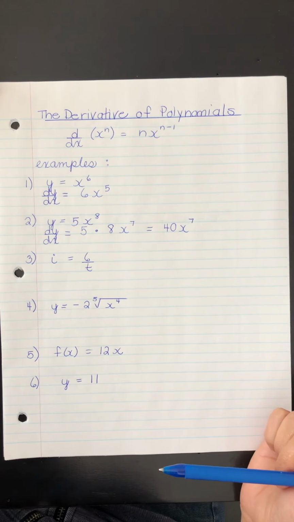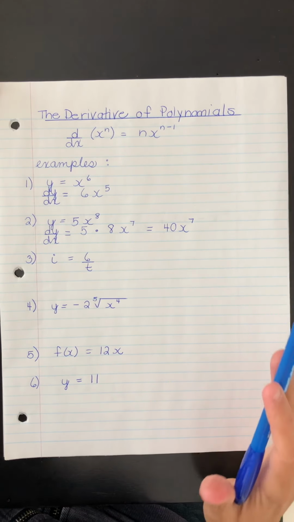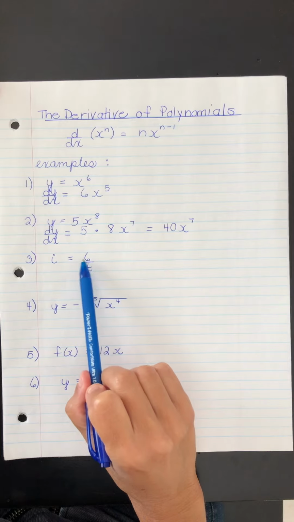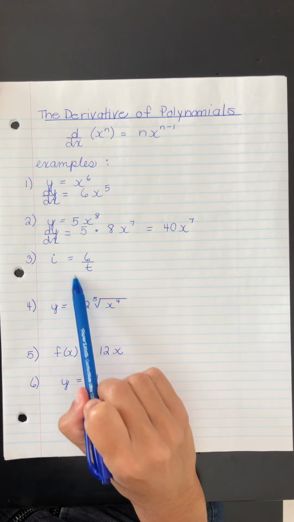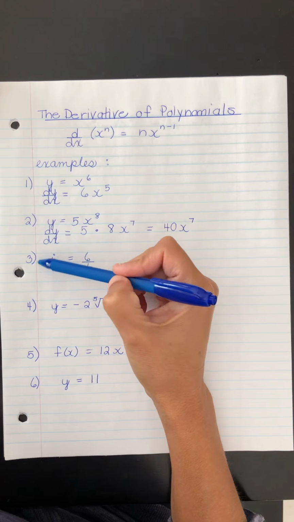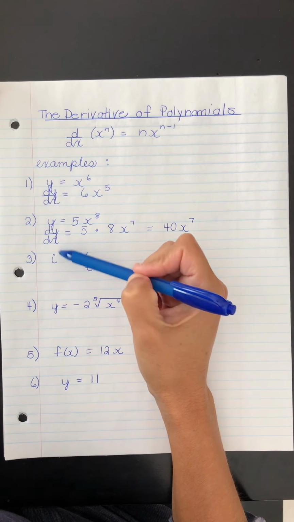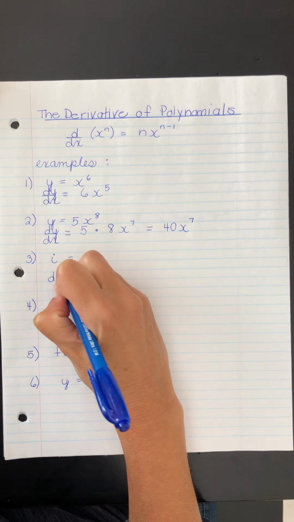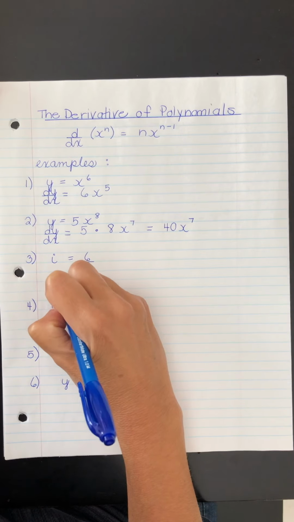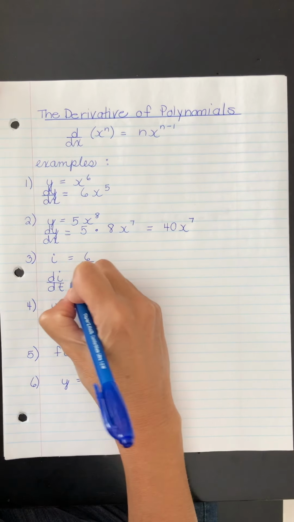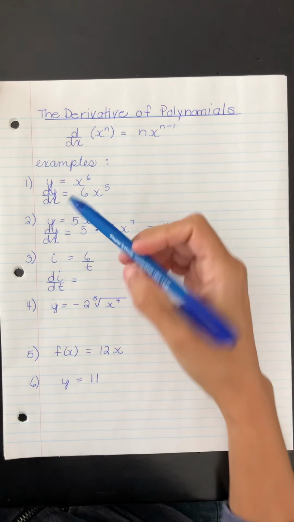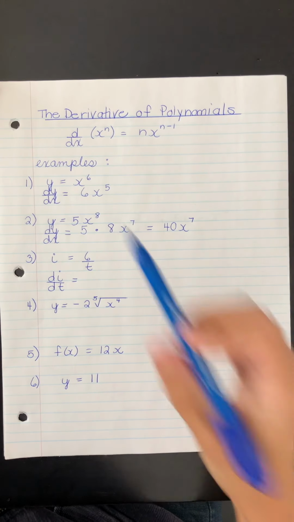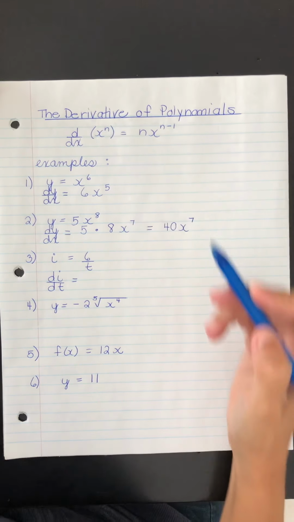Okay, question 3 is important for a couple of reasons. First of all, one thing to note is that the independent variable is now t instead of x, and the dependent variable is now I instead of y. And that means when we go to find the derivative, it will look like this, di over dt. The other importance, 6 over t cannot be differentiated. We need something of this form before we can begin.